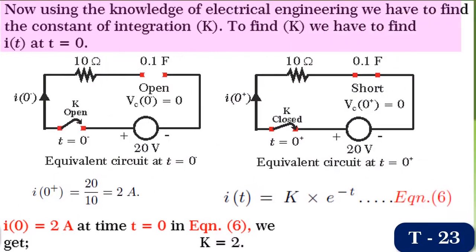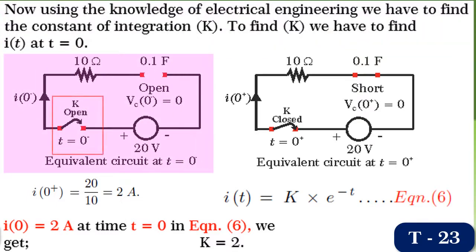Now, we have to find K, for which we need I of 0 at a time t is equal to 0. But at a time t is equal to 0 minus, we know that the switch K is open and it has remained open for infinite time. So, at t is equal to 0 minus, capacitor will behave as though it is at t is equal to infinity and hence it is open.